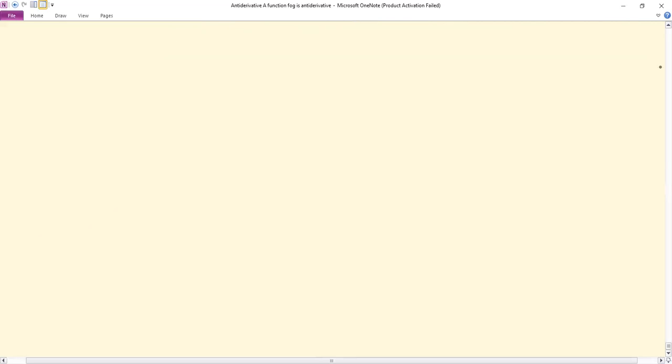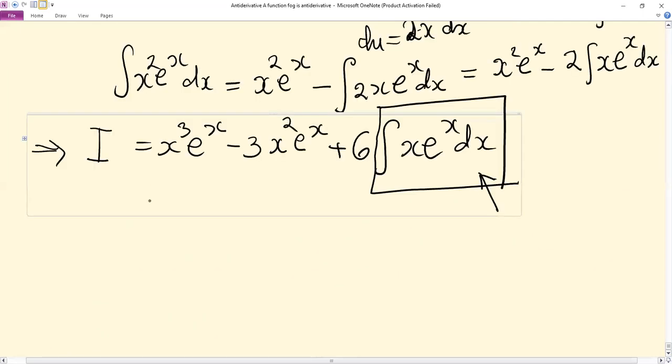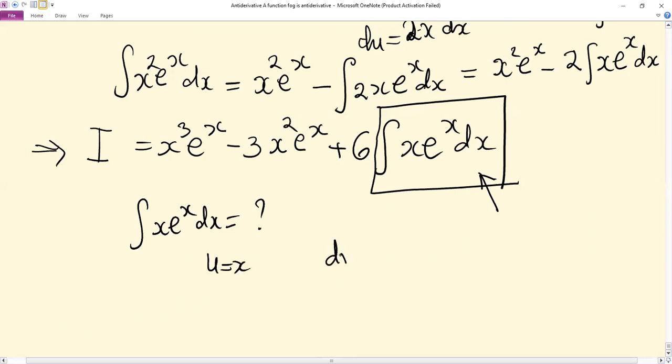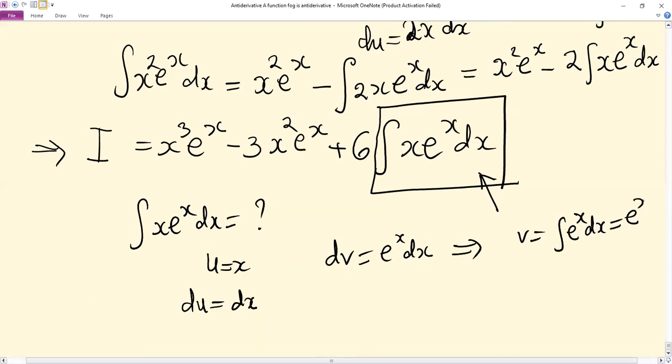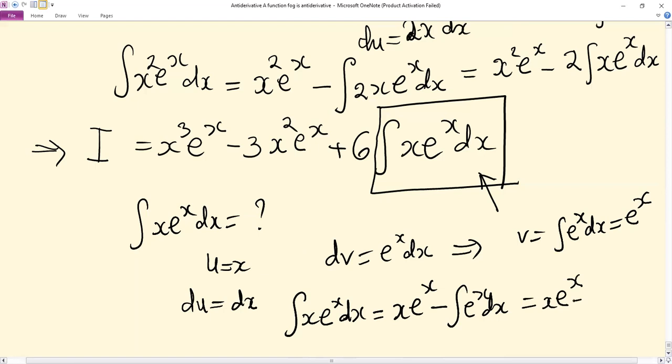So integral of x e raised power x dx. So we let u to be x and dv to be e raised power x dx. So this means du will be dx, and the integral of e raised power x dx will be e raised power x. So now, replacing this into the integration by parts formula, integral of x e raised power x dx, uv, so x times e raised power x minus v du, e raised power x times du is dx. So which will give us x e raised power x minus e raised power x, and then we'll add a constant of integration finally.